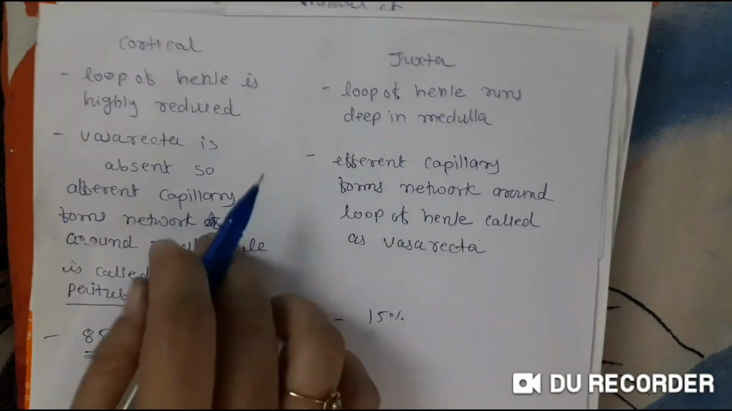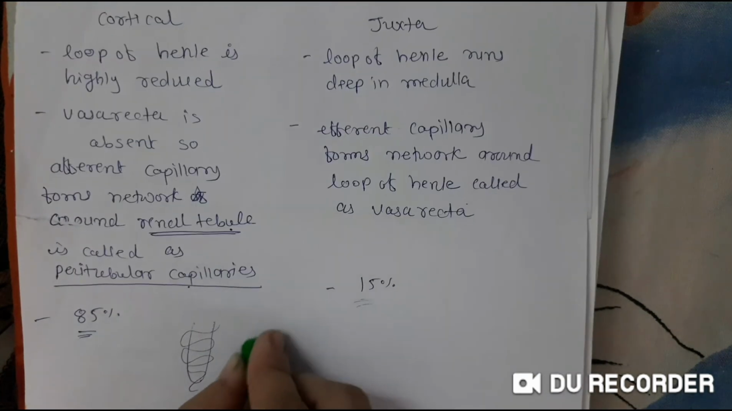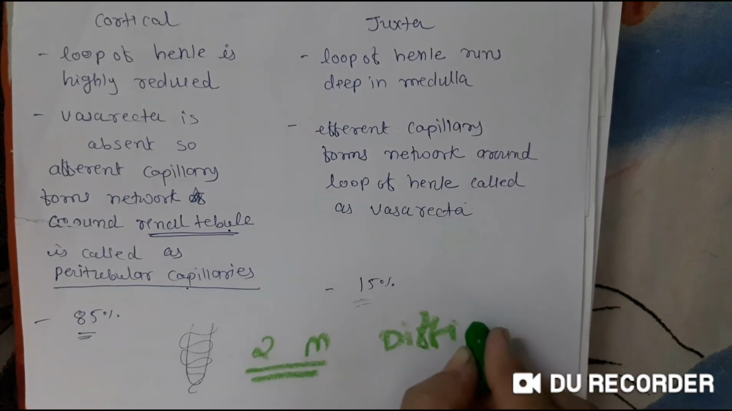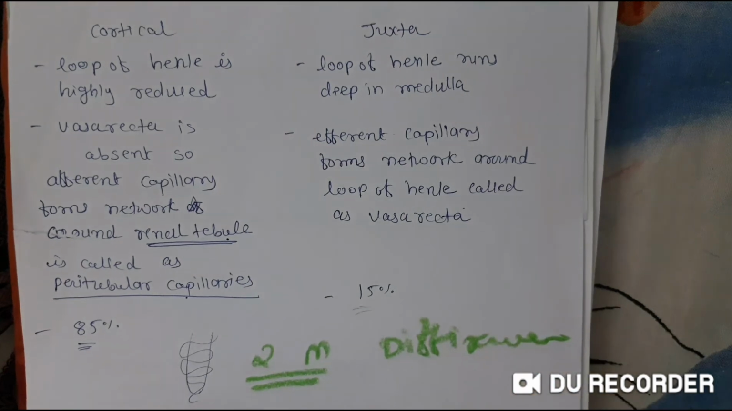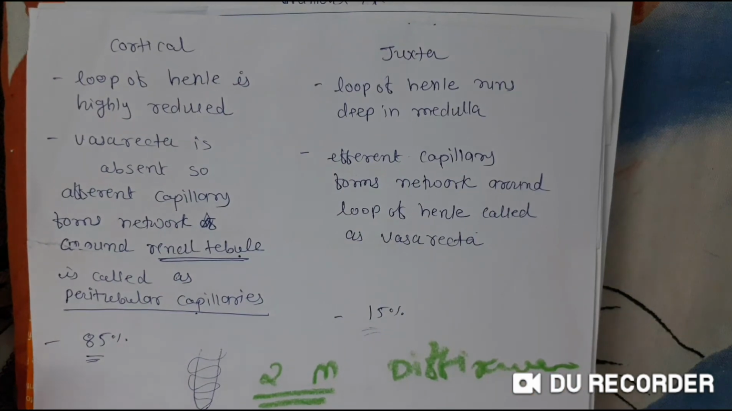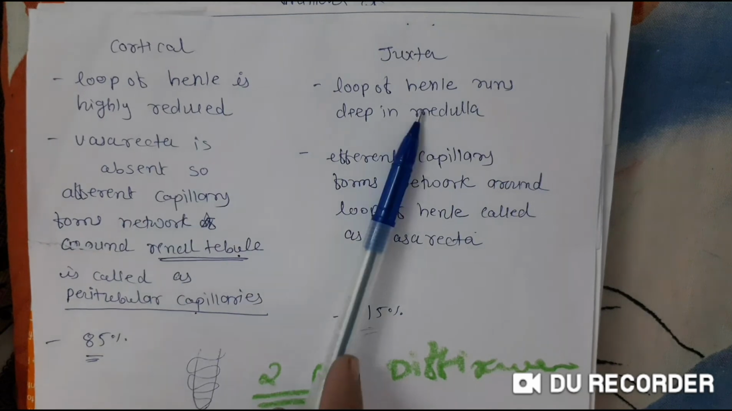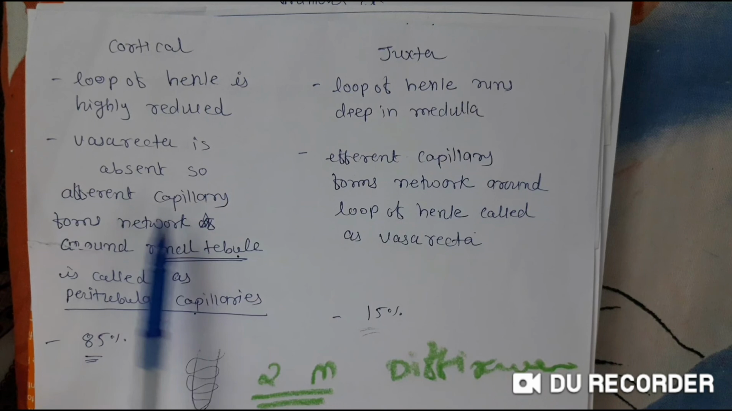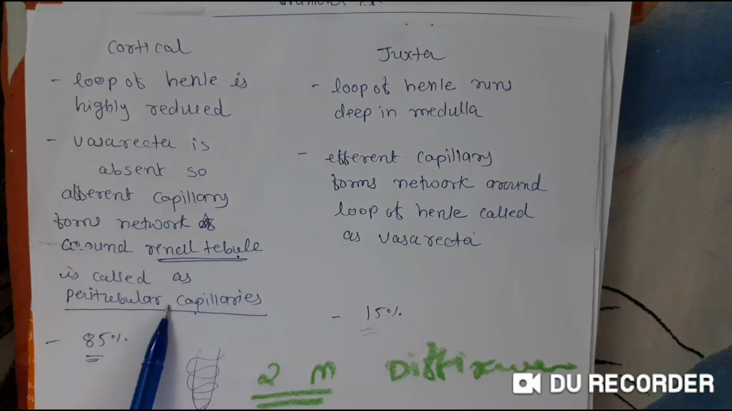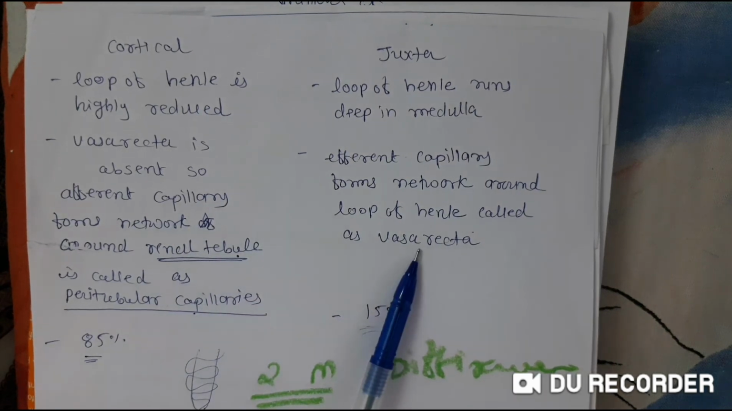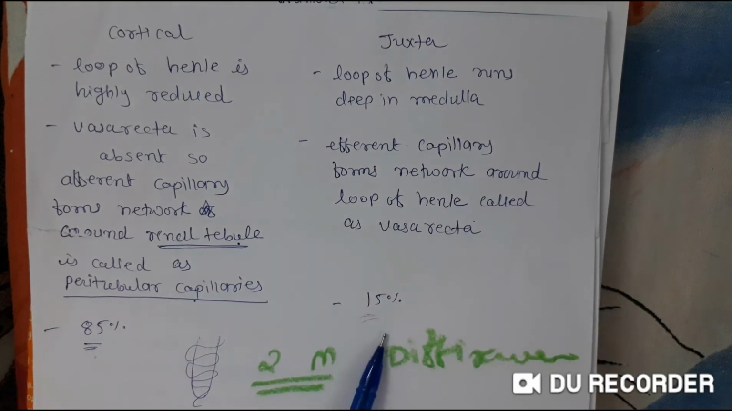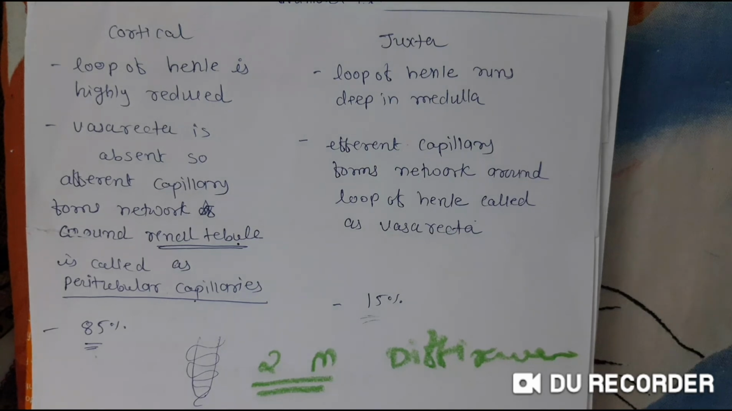You may be asked a very important 2-mark question: explain the difference between cortical and juxtamedullary nephrons. Clear? So here the loop of Henle is reduced, here well developed. Vasa recta is absent, vasa recta is present. Capillaries form a network around the renal tubule called peritubular capillaries. Here peritubular capillaries are not present. It is about 85% and it is about 15%. Am I clear to you? Okay. Thank you. See you in the next lecture.